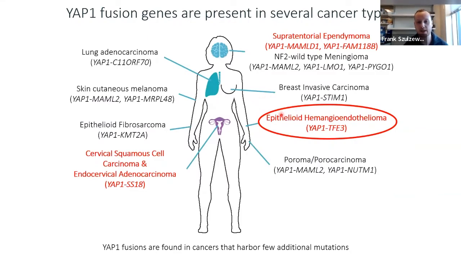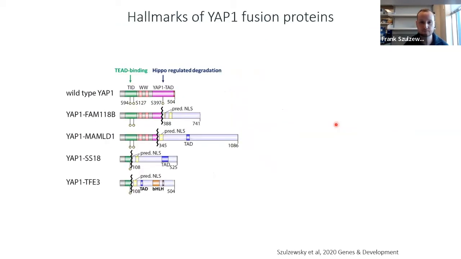However, nature found a way to actually generate activating mutations in YAP1, and they're the so-called YAP1 gene fusions. And several YAP1 gene fusions have been found in different cancers all over the body. And in our paper that we published in 2020, we looked at 4 of them: YAP1 MAMLD1, YAP1 FAM118B found in epithelioid hemangioendothelioma, YAP1 SS18, and also YAP1 TFE3 found in EHE.